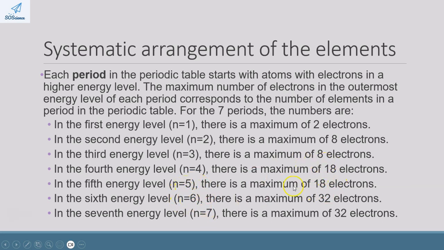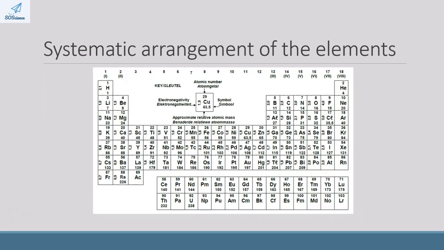The sixth energy level can hold a maximum of 32 electrons, and the seventh energy level a maximum of 32 electrons. And if we add up all these numbers, as already mentioned in a previous lesson, it will add up to 118, which is the total number of elements that exist.